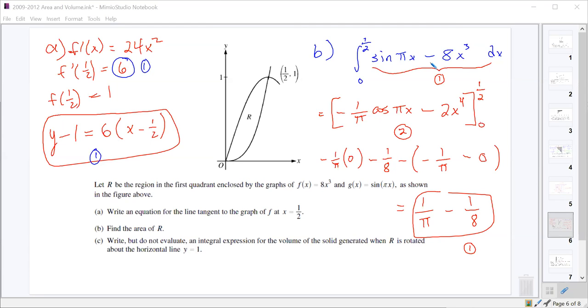All right, and for part C, we want to write but not evaluate an integral expression for the volume if we rotate this around the line y equals 1. And so this should be pi times an integral from still 0 to 1/2. And it should be our outer radius squared. And so our outer radius extends from the y equals 1 line down to the lower function. This is our outer radius.